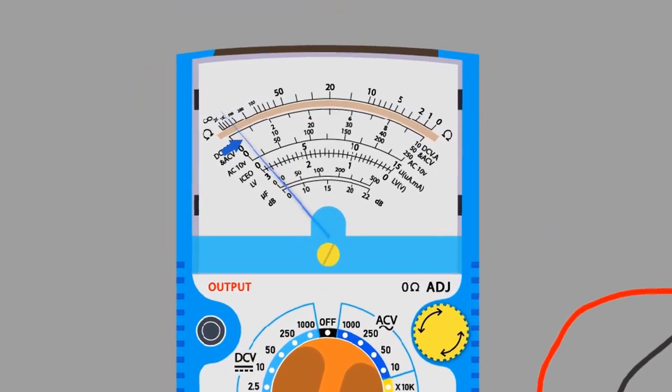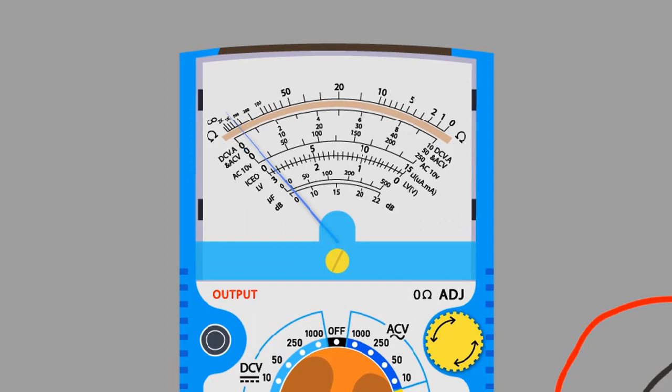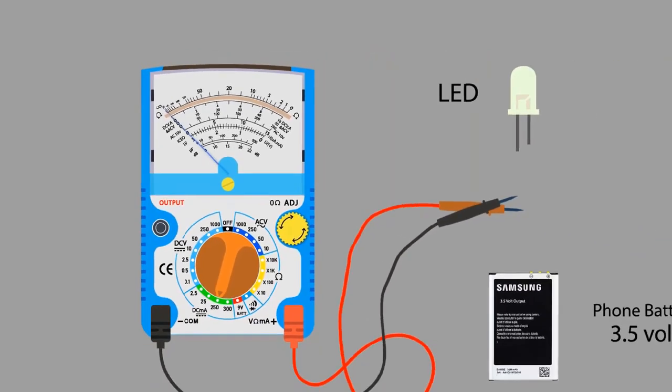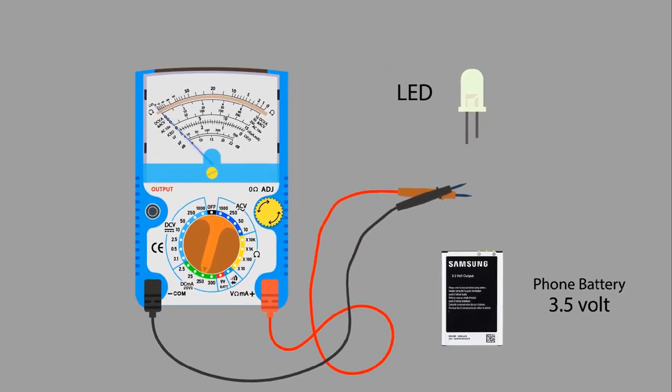If you see the needle, it is not at 0. In order to move the needle to 0, rotate the 0 ohm knob clockwise or anti-clockwise with the help of a screwdriver. Now our multimeter is calibrated and ready to take a reading.